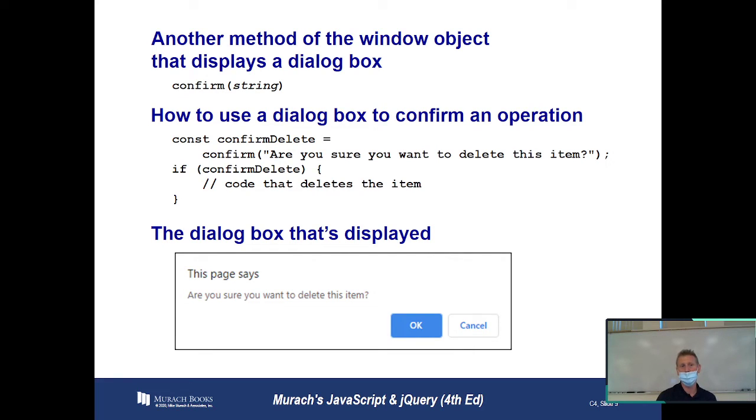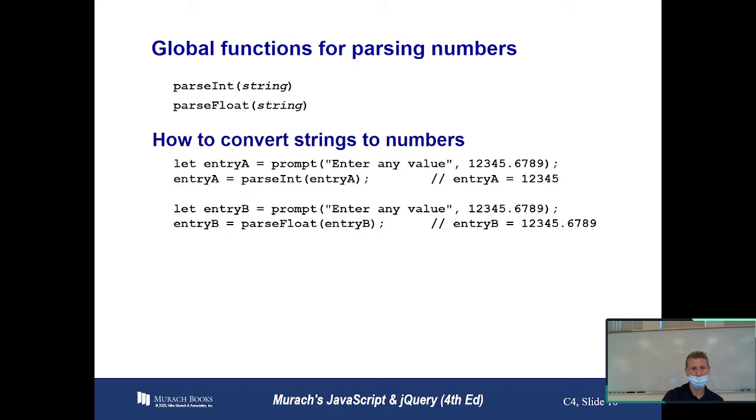This is an example of using a confirm dialog box, and the main thing here is that window is the global object, as we've said before. That means you can use the confirm method that belongs to window without using the dot notation. You don't have to say window.confirm. There are also methods like parseInt and parseFloat that belong to window. Again, you can use these out of the box without the dot notation.